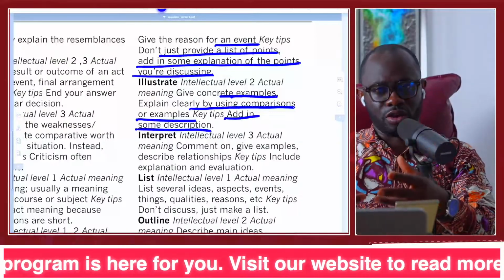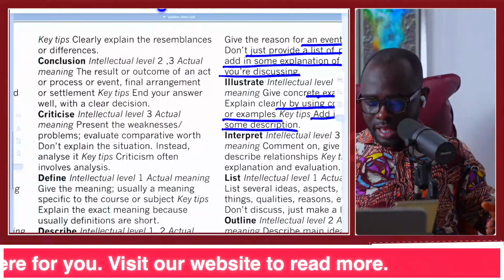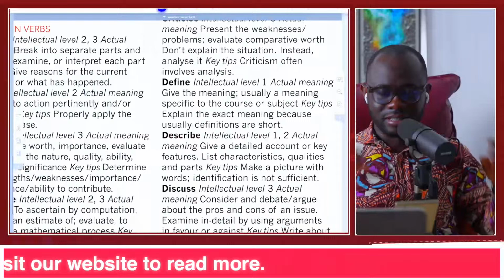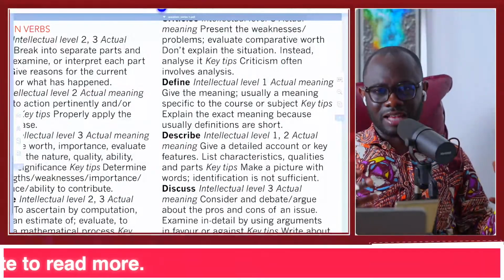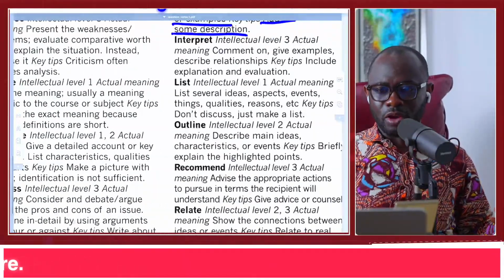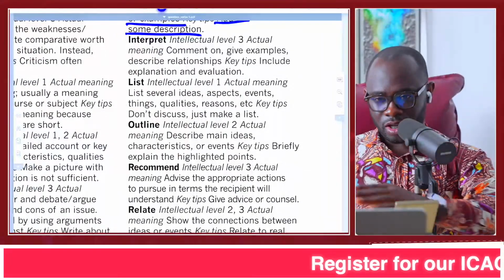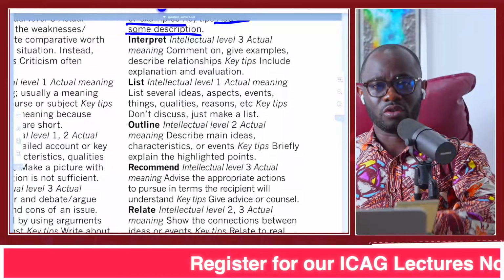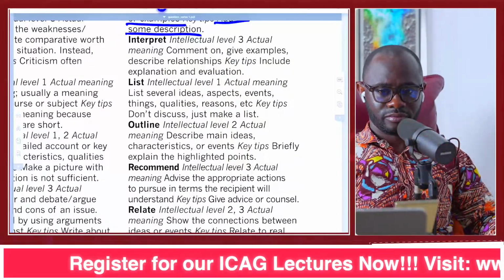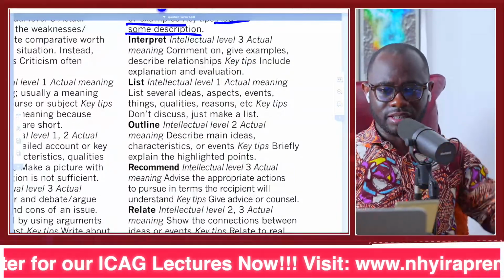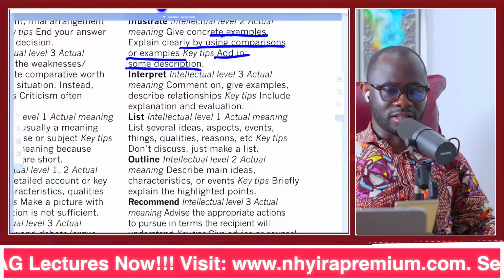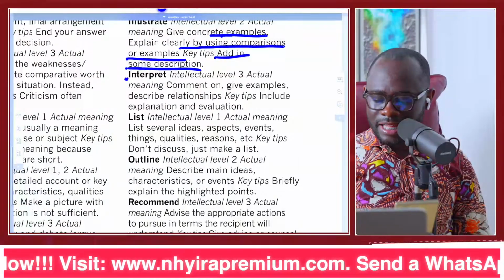So illustrate works in the same environment as describe and discuss, because you need to be able to paint that clear picture to the examiner to understand what you are trying to talk about. And sometimes you will see this coming in there in that regard. The next one is interpret.